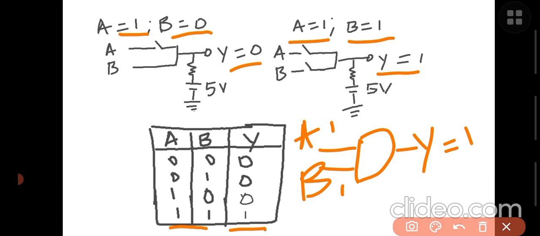For all the three conditions, we get output 0. Only for the last condition 1, 1, we get the output 1.